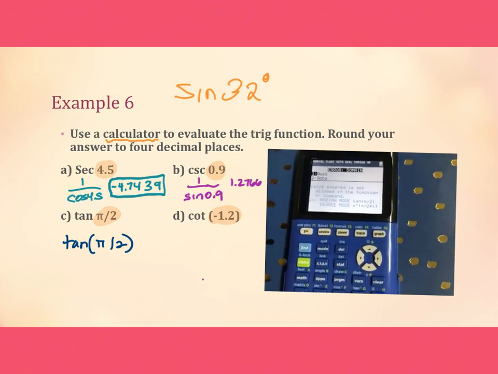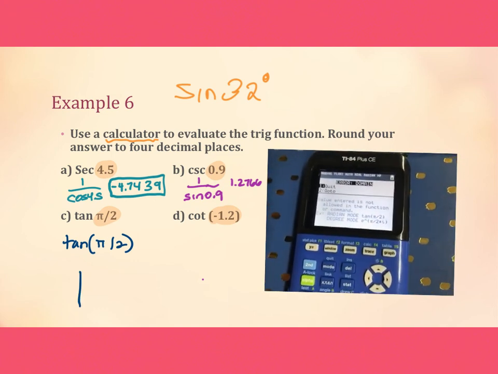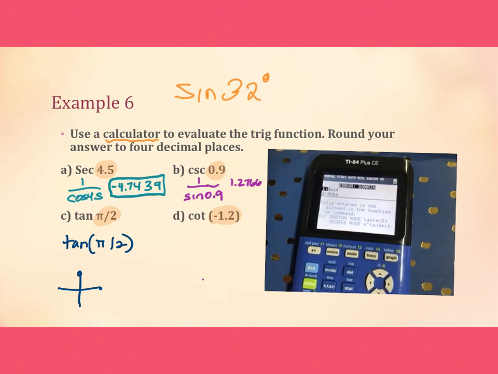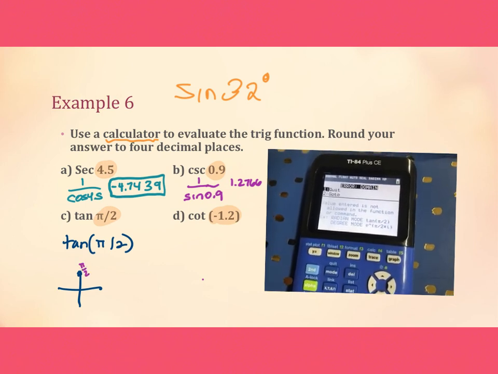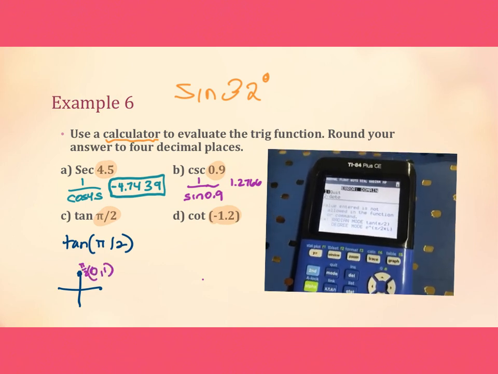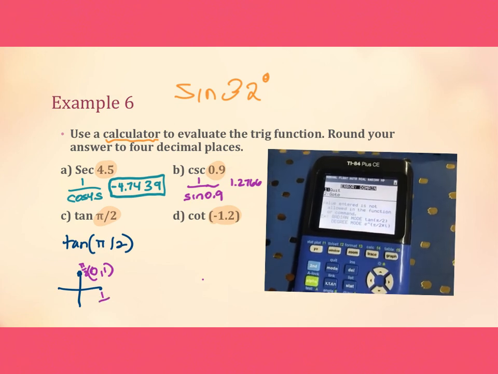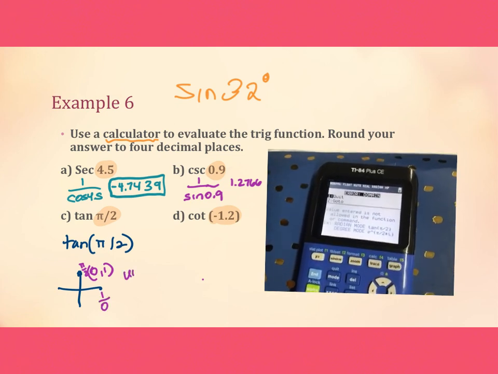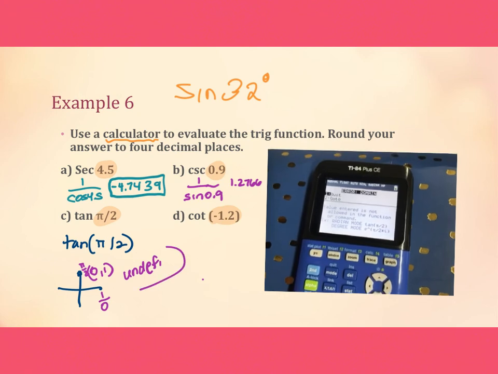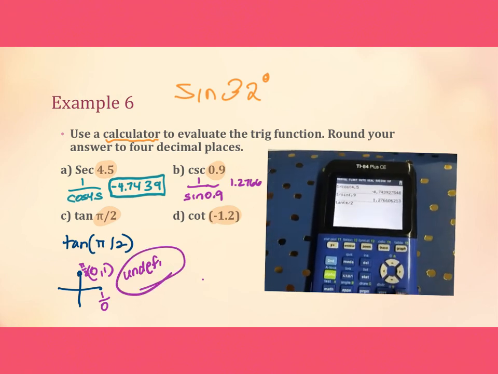And I get an error. So if you think about why this happens, tangent at pi over 2 would be at the top of my unit circle. Pi over 2 is here. This would be (0, 1). Tangent would be y over x, or 1 over 0, which is undefined. So your calculator is trying to yell that at you. It just does it in a different way.